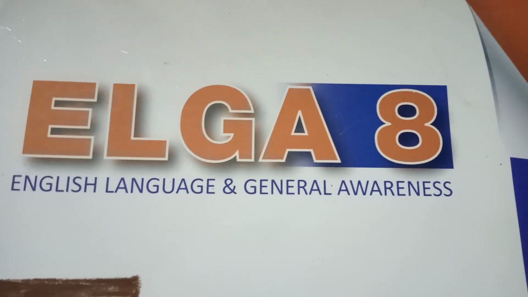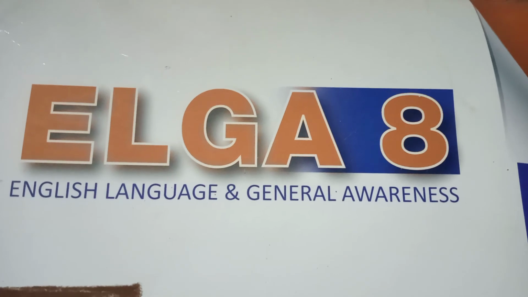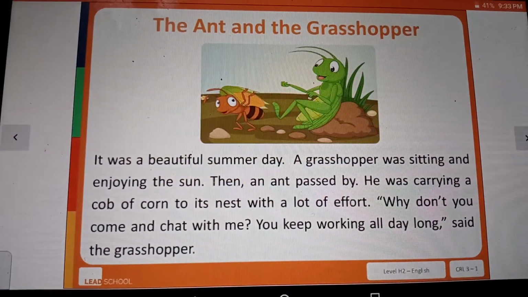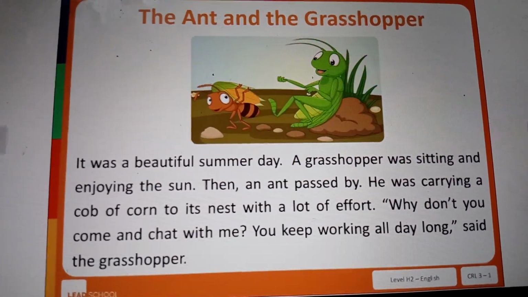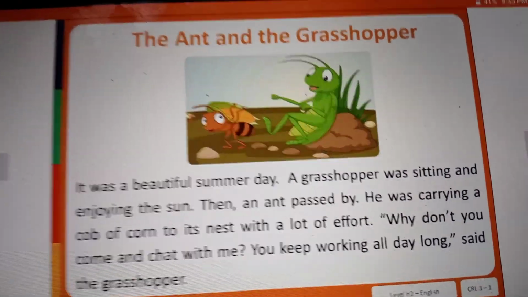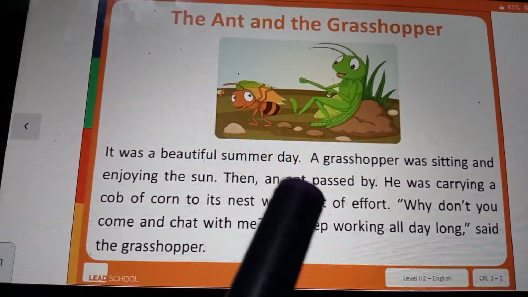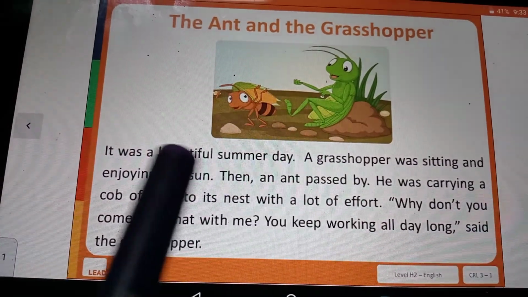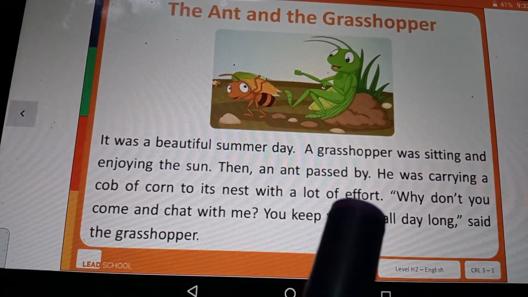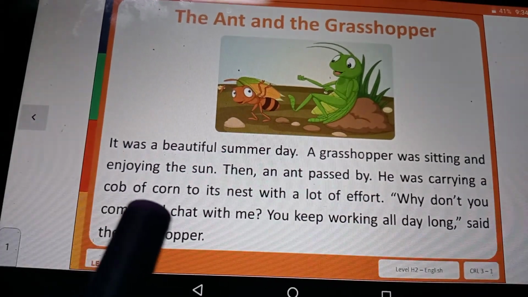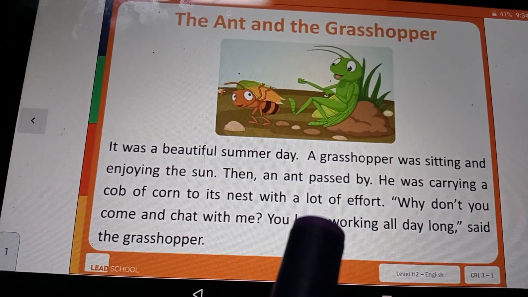Are you ready? Shall I show that and read it? Great. The Ant and the Grasshopper. I'll read that. You listen carefully. It was a beautiful summer day. A grasshopper was sitting and enjoying the sun. Then an ant passed by. He was carrying a cob of corn to its nest with a lot of effort.